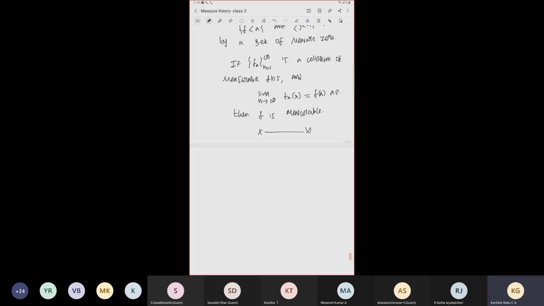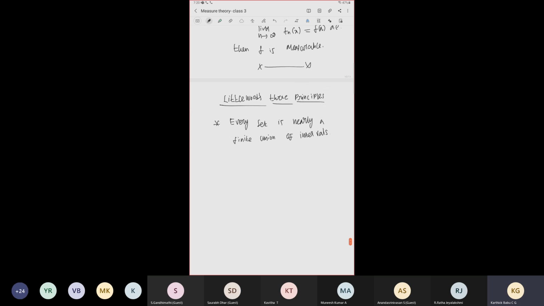So I will give these three principles. Every measurable set is nearly a finite union of intervals. This connects sets which have nice properties, functions which are nice like continuous functions, and convergence which is very nicely convergent, like uniform convergence. These three principles connect every other set or function to sets or functions with very nice properties. That's why I want to give these three principles.